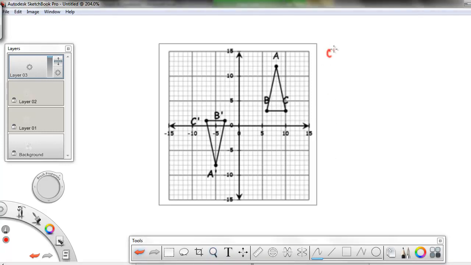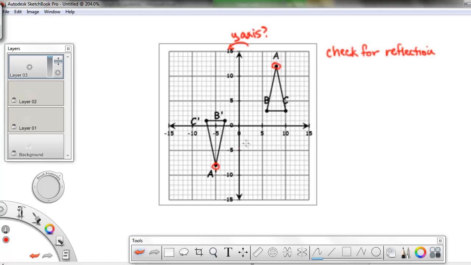This video is about compositions, and that's where we use a reflection or rotation first, followed by a translation. It's always best to check for a reflection first because they're the easiest ones to check for. So first of all, I'm going to check for a reflection around the y-axis and see if it works. Let's go ahead and check for A.